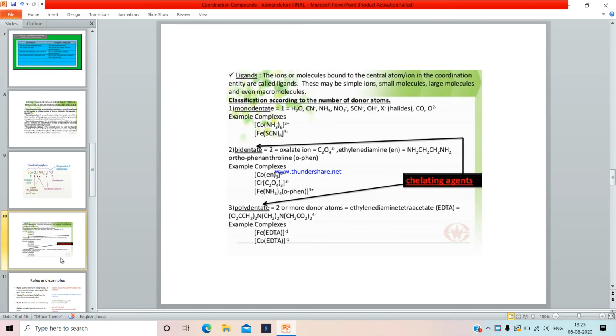The ions which are bound to the central metal ion we call ligands. Ligands are nothing but ions or molecules that are bound to a central atom or ion. Based on the number of donor atoms they have, ligands are classified into monodentate if it is 1, bidentate if it is 2, and polydentate if it is 3 or more.